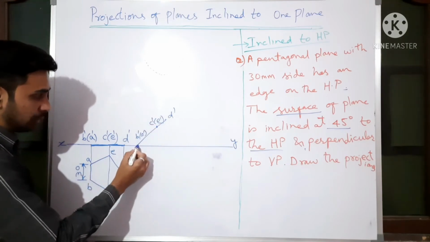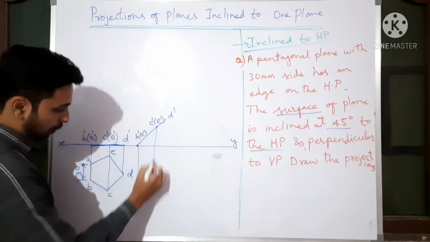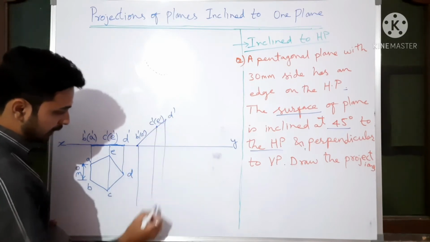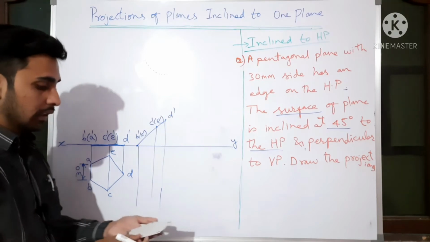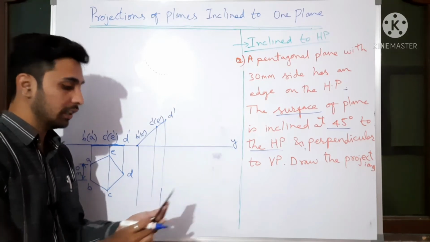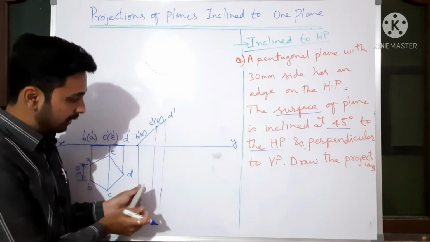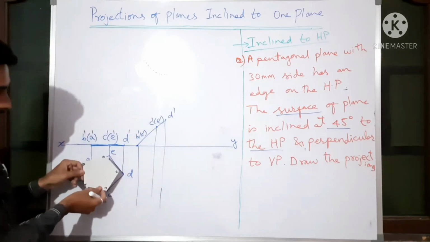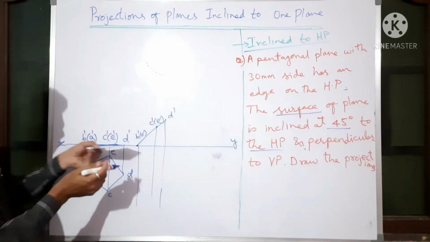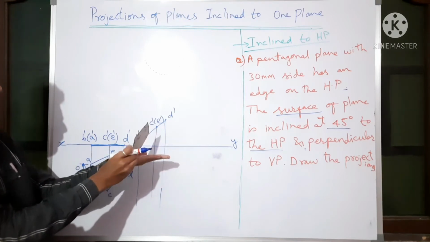Then project all these points in top view like this. So here the surface is making like this. So in the top view what will happen, we will see a reduced pentagon like this. Okay, the front view has come here. Now the surface is making 45 degree with respect to HP.